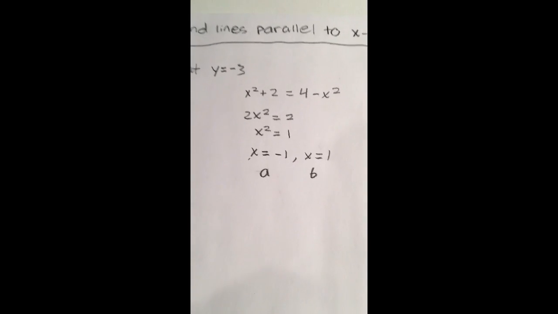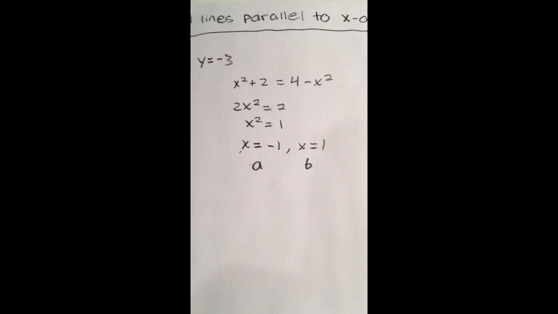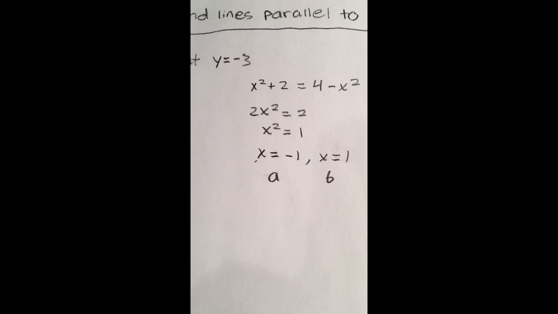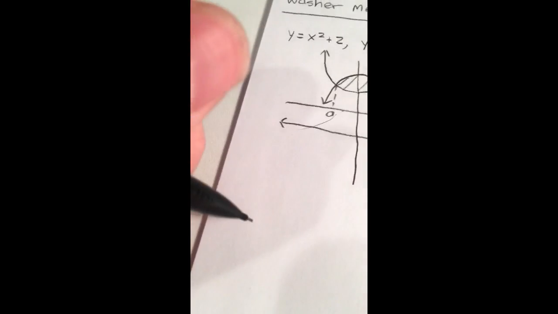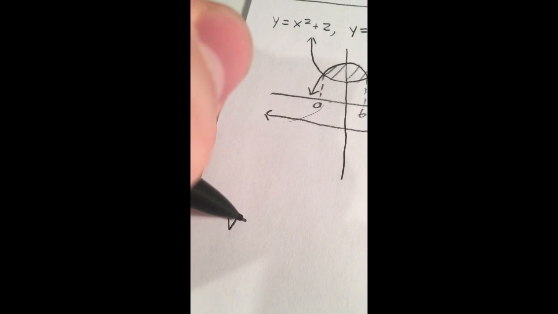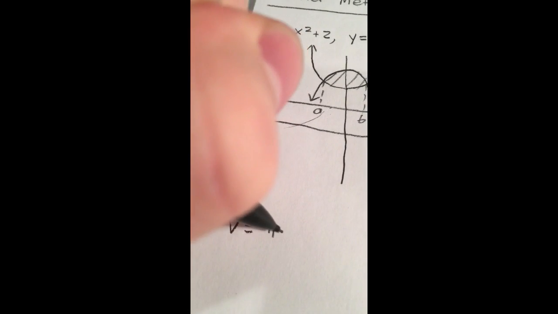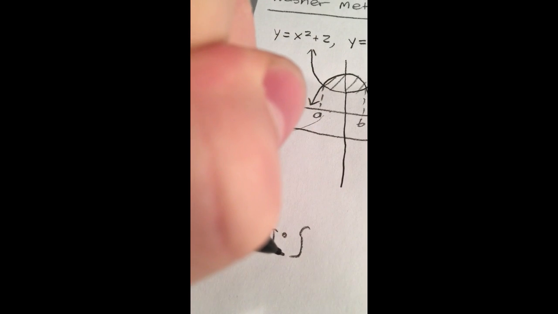And again, we're going to need to find A and B, the points of intersection. So I went ahead and did that there. Again, just set them equal, end up with x equals -1 and x equals 1. -1 is going to be A, and 1 is going to be B. So now we're ready to set up our integral. V equals pi times the integral of -1 to 1.